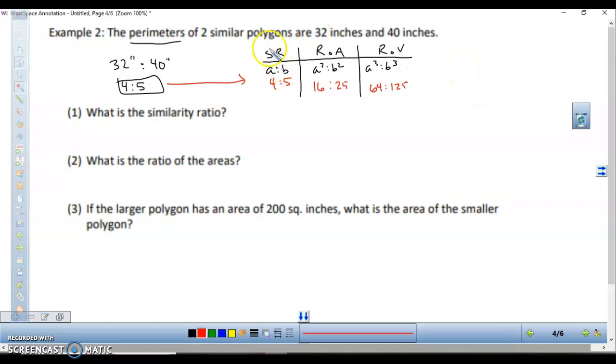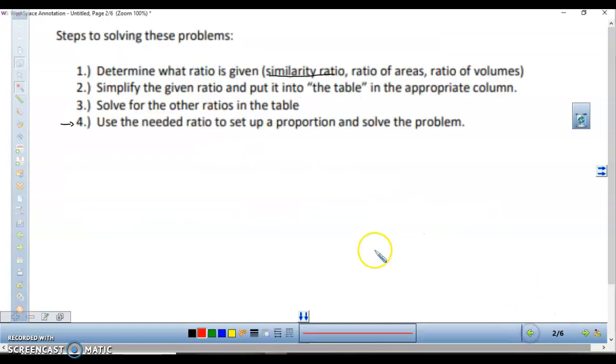If I just told you, hey, I have two similar polygons, here's their similarity ratio. Well, if one of them had an area of 16 square inches, the other one has to have an area of 25 square inches, and so forth and so on. Same with volume. So the similarity ratio is 4 to 5. What is the ratio of their areas? 16 to 25.